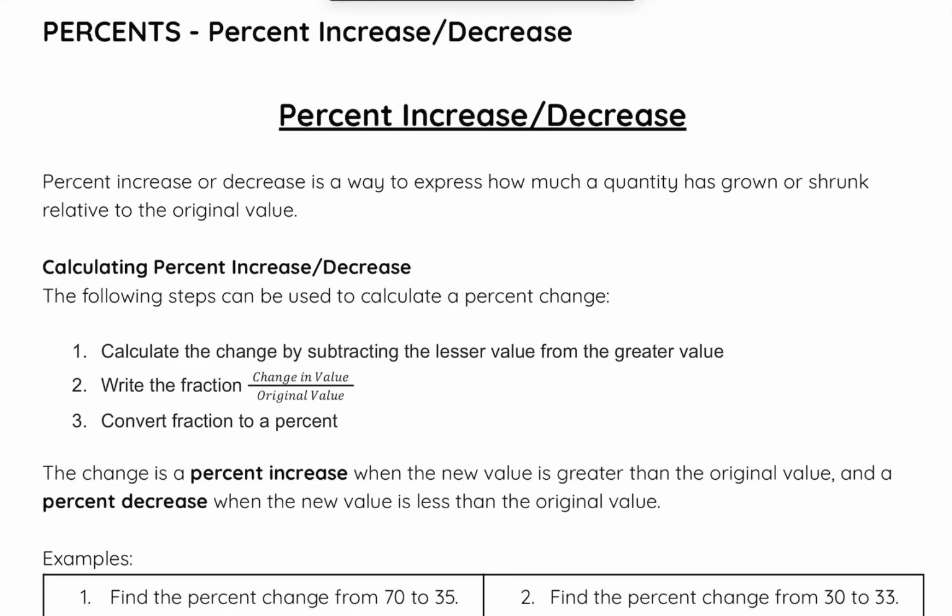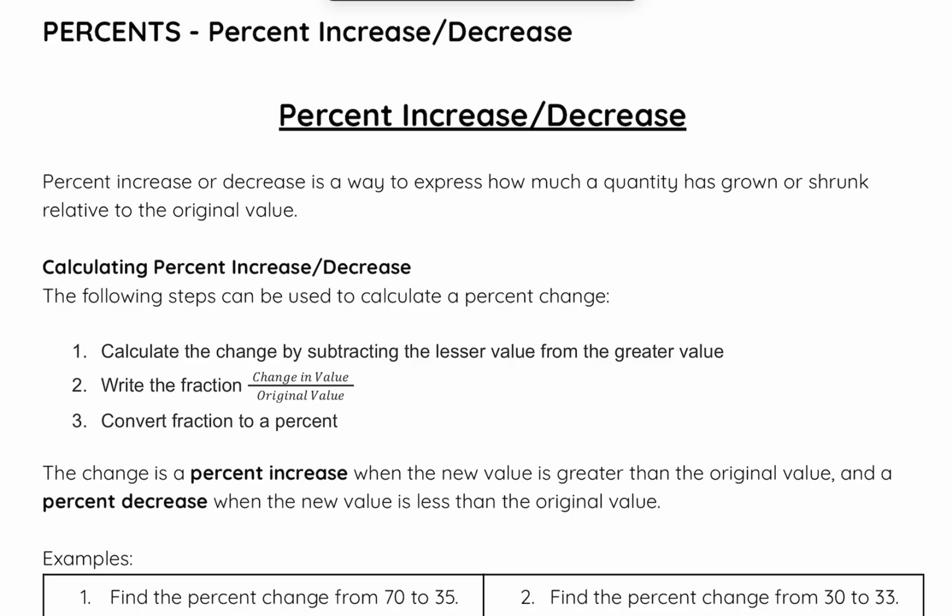All right, now we're going to talk about percent increases and percent decreases. In other words, we're talking about percent change. This is a way to express how much a quantity has grown or shrunk relative to the original value. When we calculate a percent change, the first thing we want to do is calculate the change in value. We do this by subtracting the lesser value from the greater value.